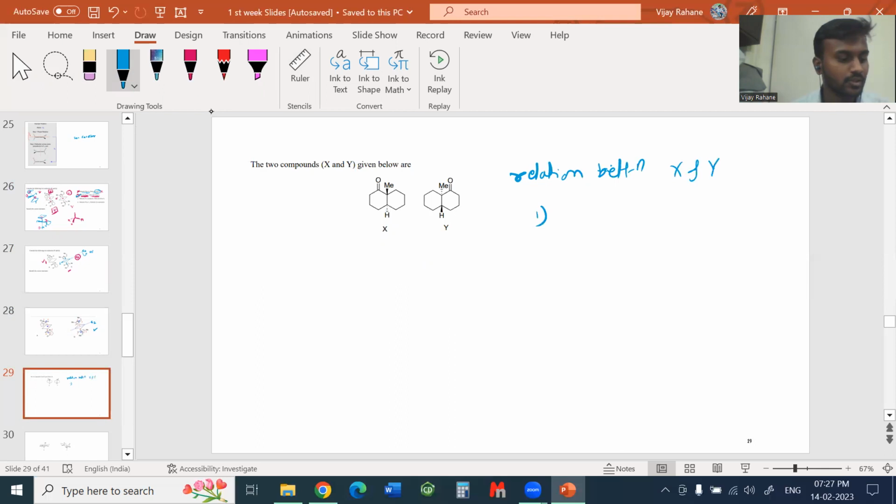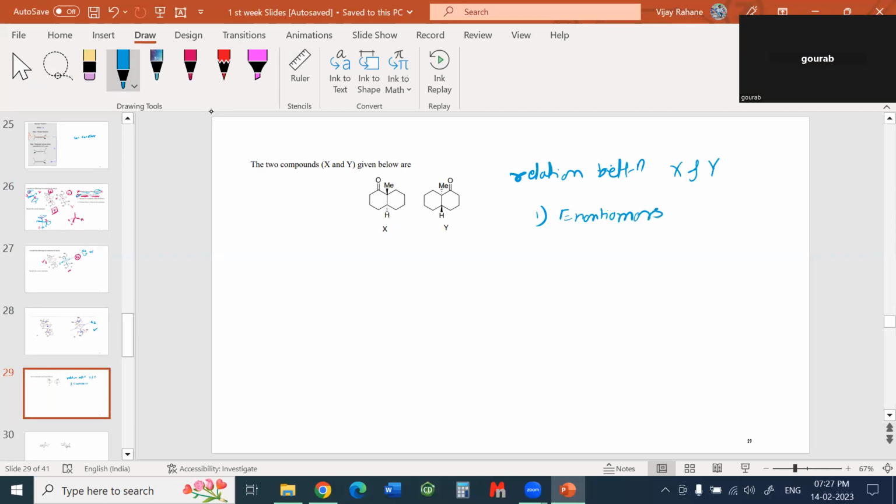So what are the options? The first option is that they are enantiomers. The second option is homomers. The third option is diastereomers. And the fourth option is conformational isomers. So which is the correct statement from these?